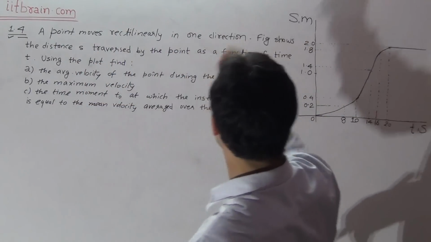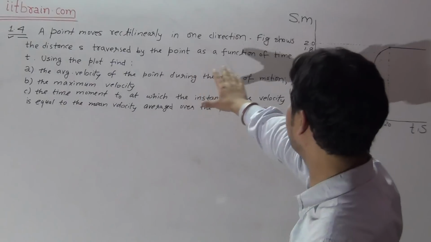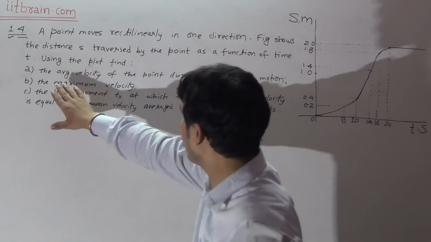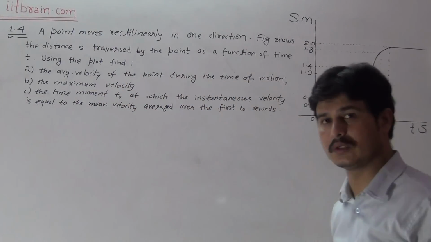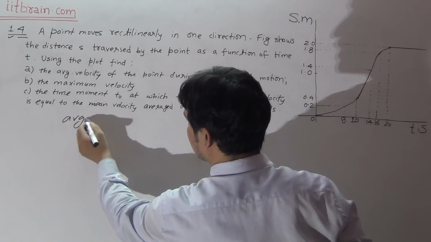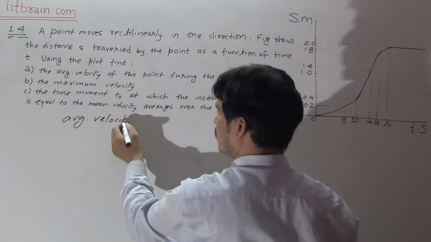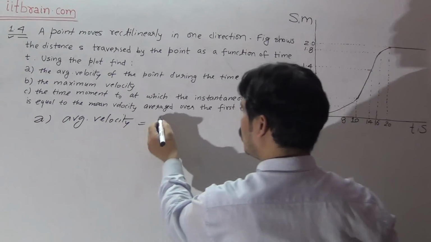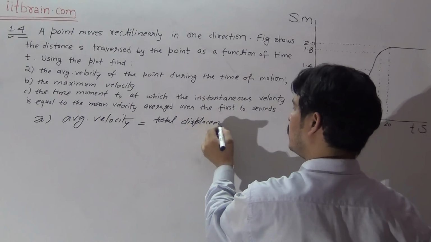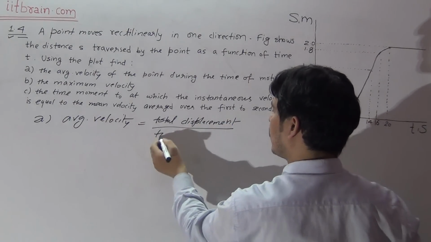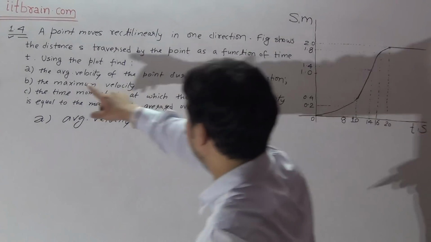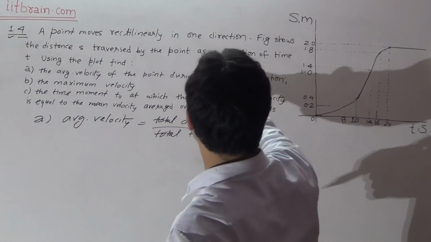A point moves rectilinearly in one direction. The figure shows the distance traversed by the particle as a function of time t. Using the plot, the first question is the average velocity of the point during the time of motion. We know that average velocity is defined as total displacement divided by total time taken by the particle. And we have to find the average velocity of the point during the time of motion.